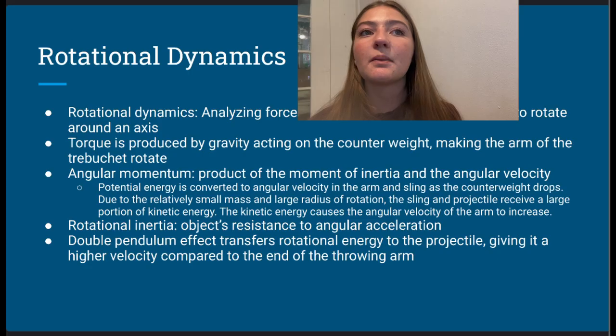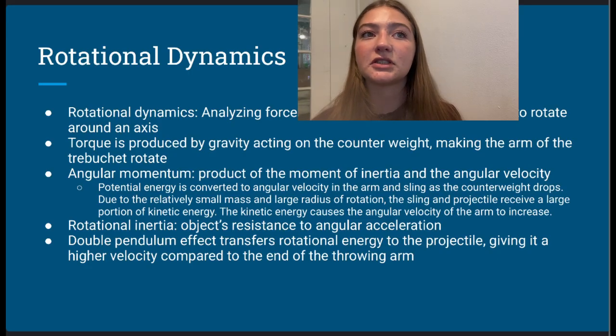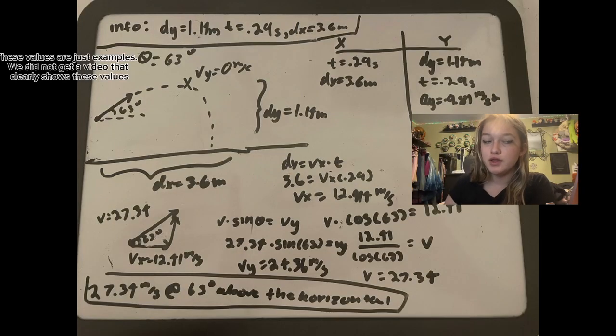Due to the relatively small mass and large radius of rotation, the sling and projectile receive a large portion of kinetic energy. The kinetic energy causes the angular velocity of the arm to increase. Rotational inertia is the object's resistance to angular acceleration. The double pendulum effect transfers rotational energy to the projectile, giving it a higher velocity compared to the rest of the throwing arm. Now I'm going to walk you through the physics equation that is shown in the image below.